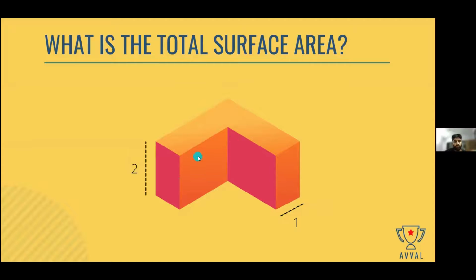So I've got 2 by 2 square here. What is the area of a 2 by 2 square? 4. Okay, everyone agrees, everyone knows the area of a square. It's side into side. So side here is 2. So 2 into 2 is 4. The area of one square is 4. So what is the area of 2 squares? So 4 plus 4 is 8.